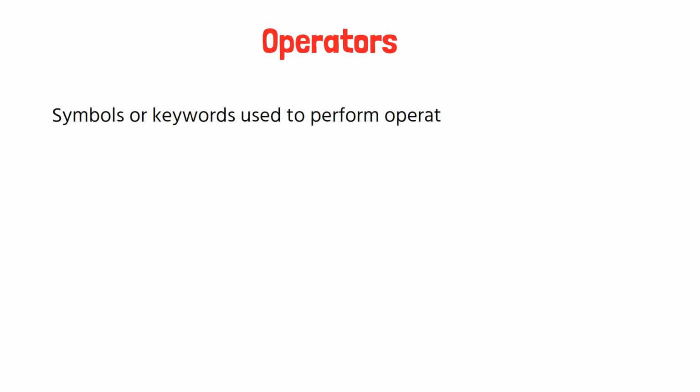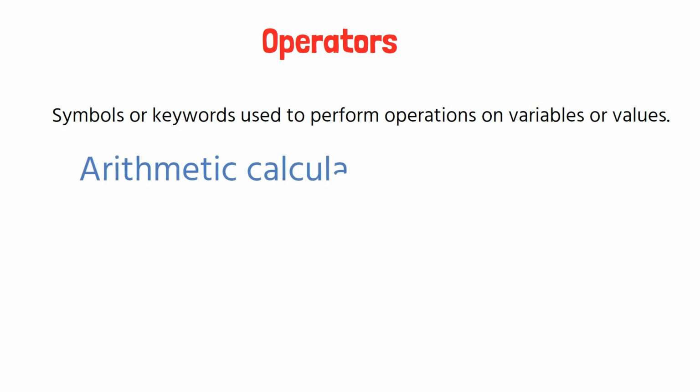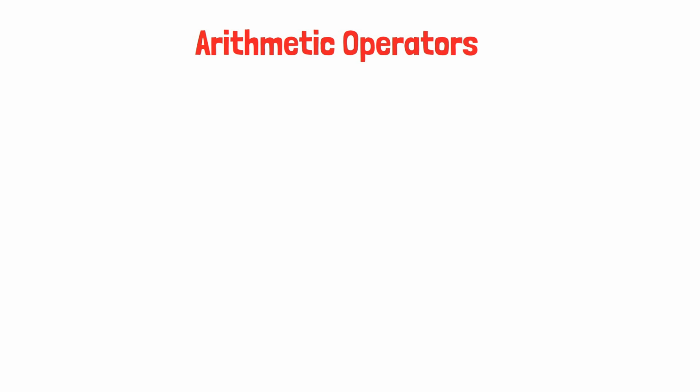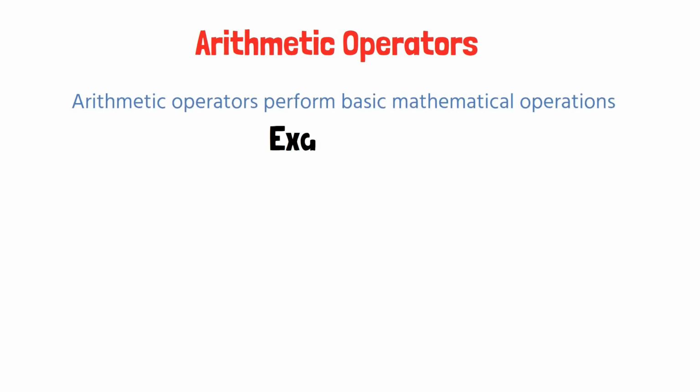Operators in JavaScript are symbols or keywords used to perform operations on variables or values. They allow you to perform arithmetic calculations, compare values, and manipulate data. JavaScript supports various types of operators. Arithmetic operators. Arithmetic operators perform basic mathematical operations.